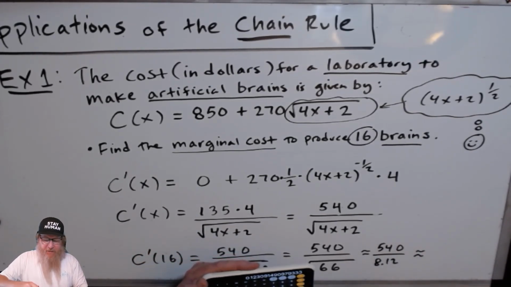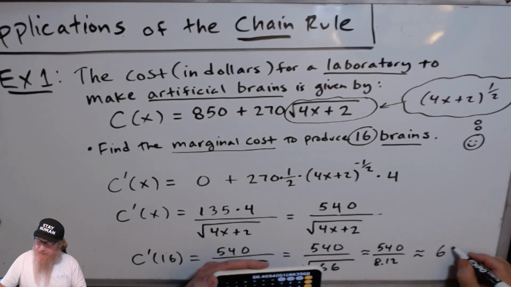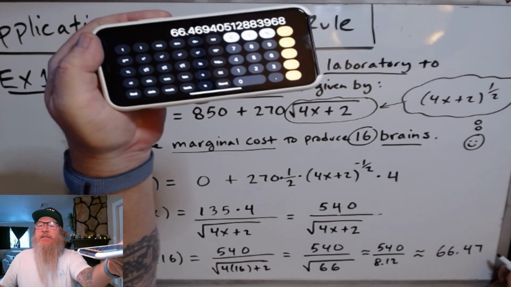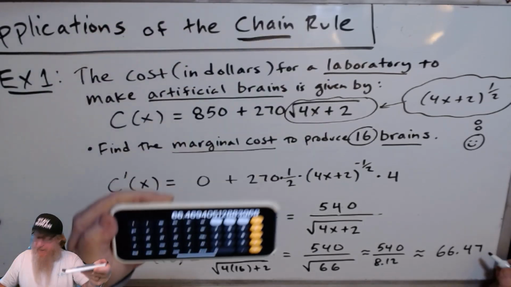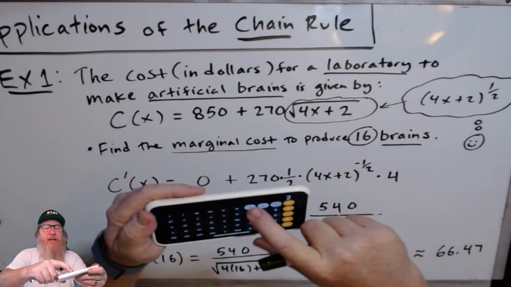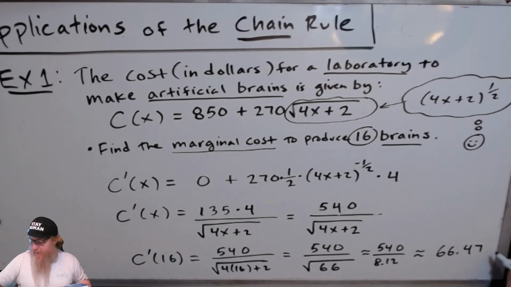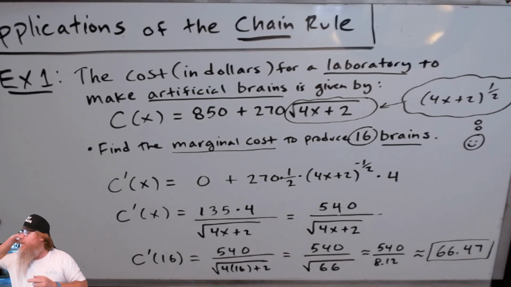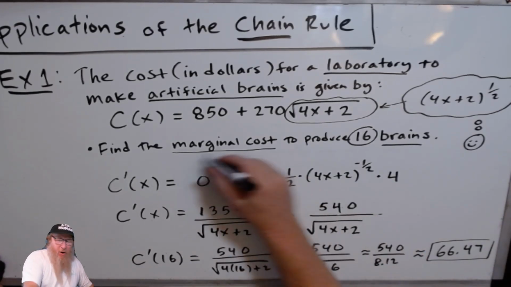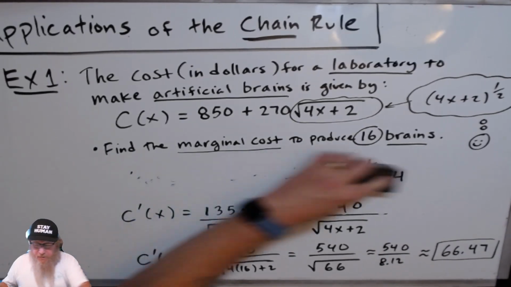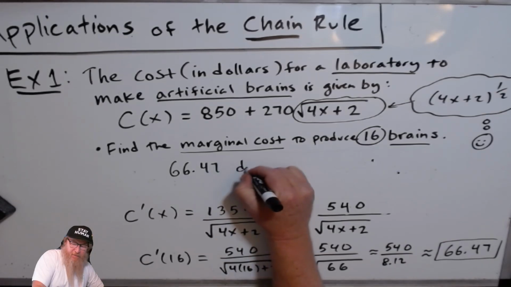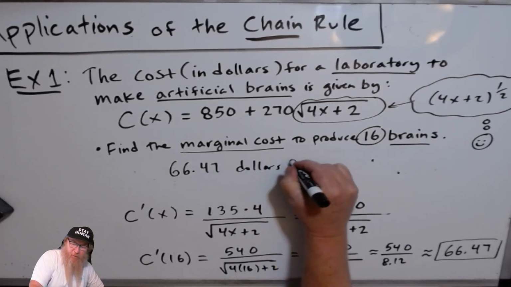So we'll do 540 divided by 8.12. And that'll be $66.47. Because I'm rounding that 9 here. Oh, I hit the button. But there was a 9 that rounded the 6 up to a 7. So this is the marginal cost. The marginal cost is $66.47 per brain.